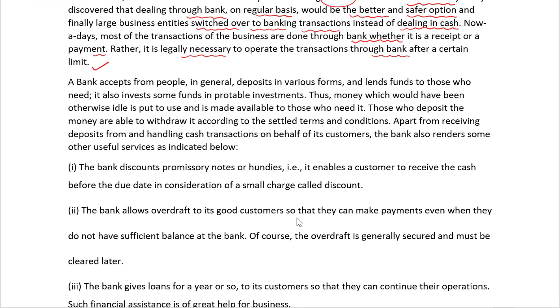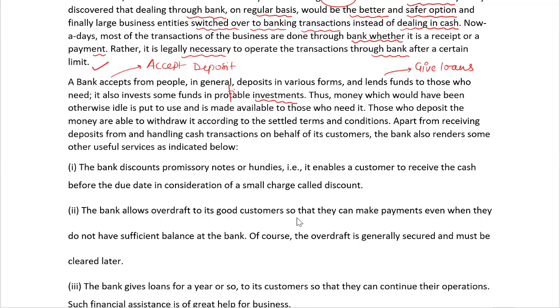A bank accepts from people in general deposits in various forms and lends funds to those who need it. That means it gives loans. Primary functions of a bank: to accept deposits and give loans. It also invests some funds in profitable investments.